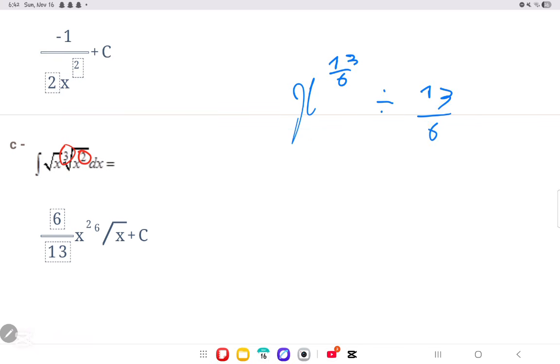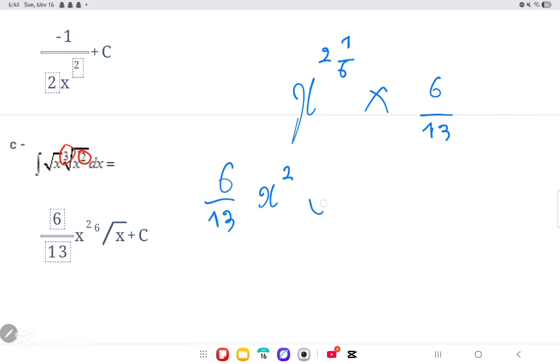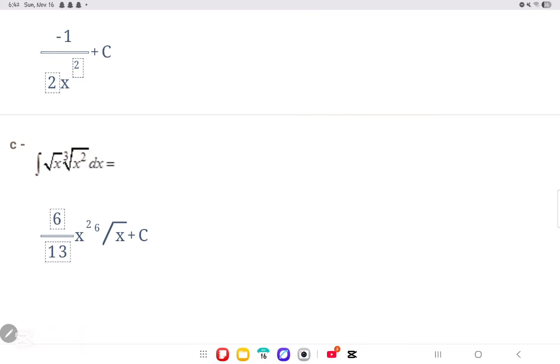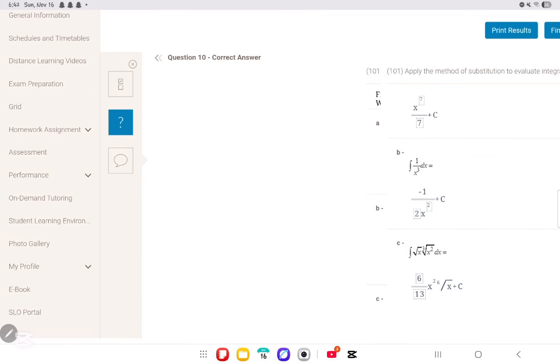Do keep, change, flip. Times 6 over what? 6 over 13. Now, 13 over 6, if you make it equal and you do shift SD, you'll change it into what? You will change it into 2 and 1 over 6. So what do I have now? I have 6 over 13, x to the power of 2, and then the 6th root of x, and don't forget to do what? To do plus c. We'll move on now to question number 10.